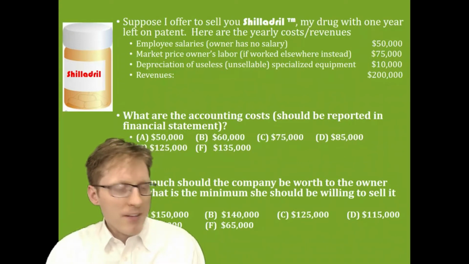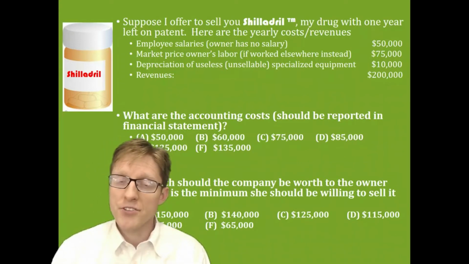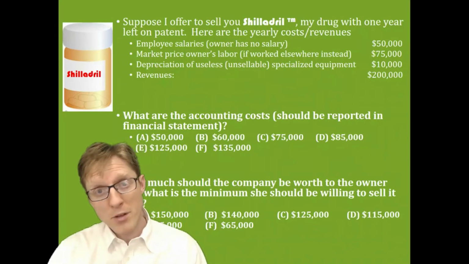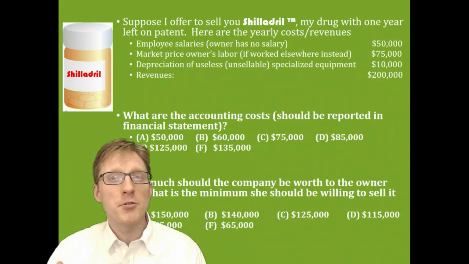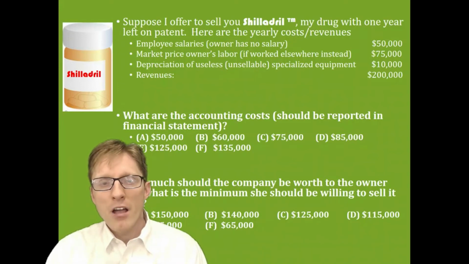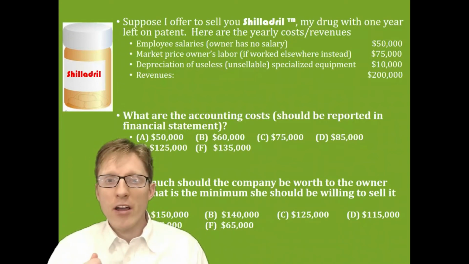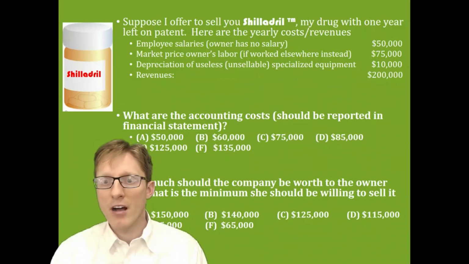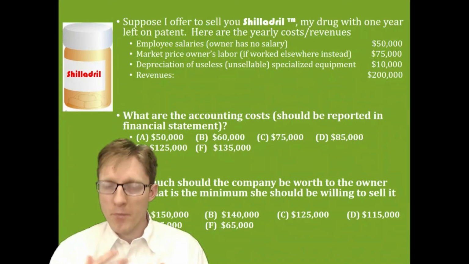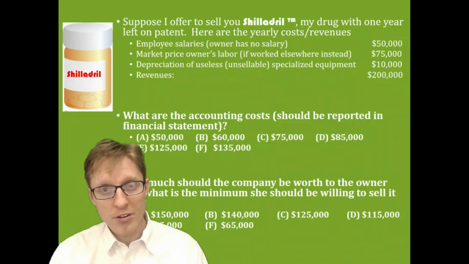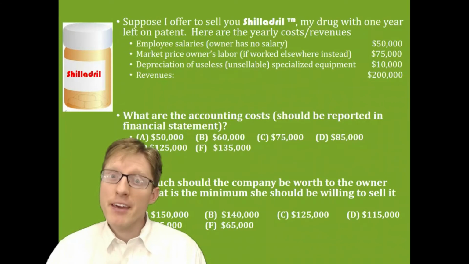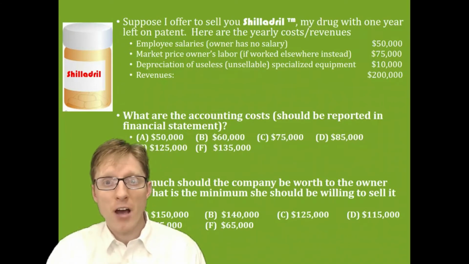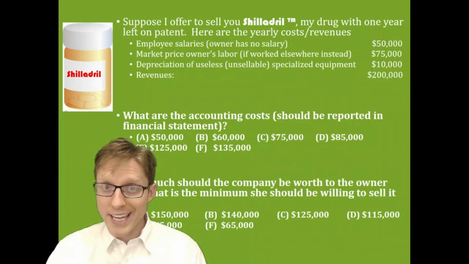Okay, so now let's contrast that with economic costs. Economic costs are the explicit costs plus implicit costs, which you might think of as opportunity costs. So, for example, the employee salaries would count toward the economic costs, as would the market price of the owner's labor. Right? So by working for this company, I am giving up the $75,000 that I could have earned working elsewhere.